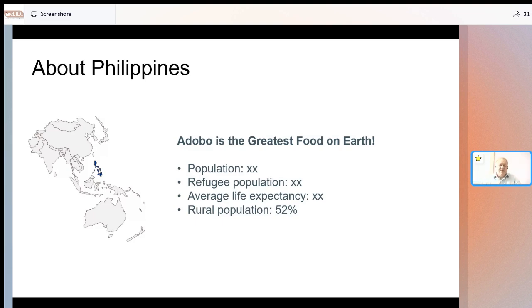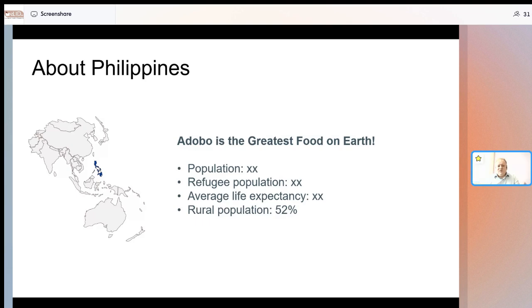The Philippines. I'm sure we're all familiar where the Philippines is in Southeast Asia. I must say, adobo is one of the greatest foods on earth. If you've not had it, try it. Find a recipe online and try and cook some tonight because it's amazing.